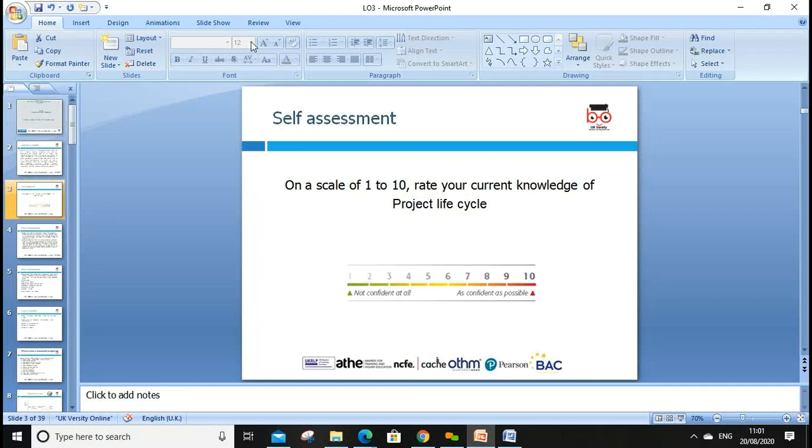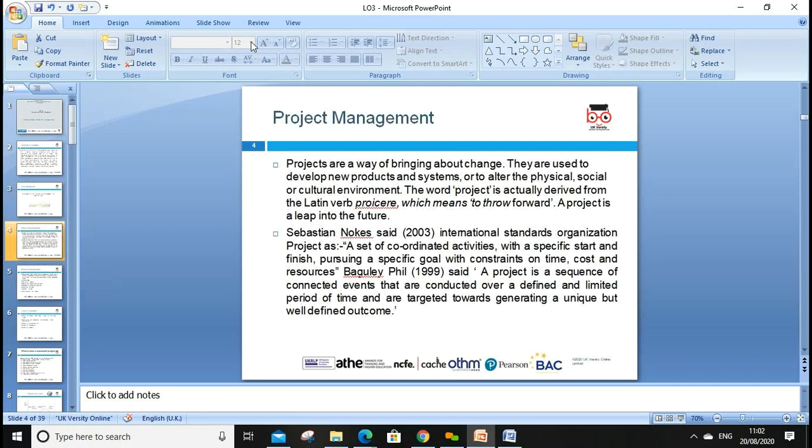So please, you can rate your current knowledge about project life cycle. Count about 5 or 6. 5 or 6. Good. So we'll carry on reflecting at the end of the lesson, whether you improve by 1 point, 2 points, or how many points. So it's good to carry on reflecting.